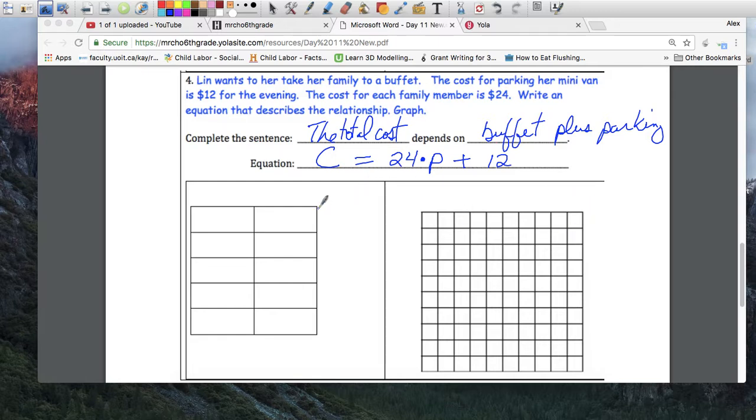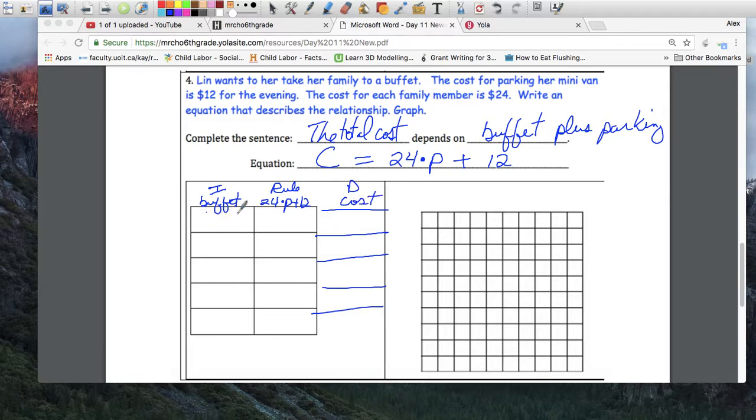So over here, I'm going to extend this line like this. Very ugly. But I'm trying better. It's very hard to write on this tablet. Okay. So our independent goes here. Right, independent. And our independent is what? Our buffet. Here's a rule, and our rule is going to be 24 times P plus 12. And this is our dependent, which is our cost.